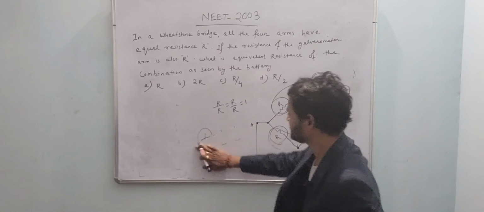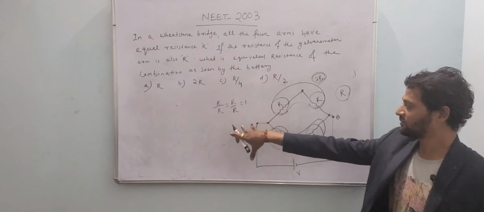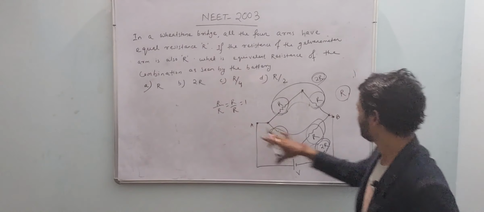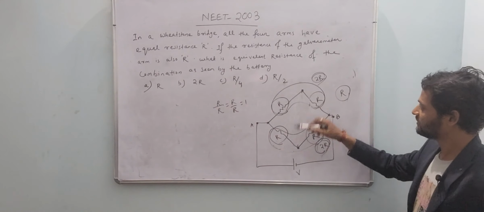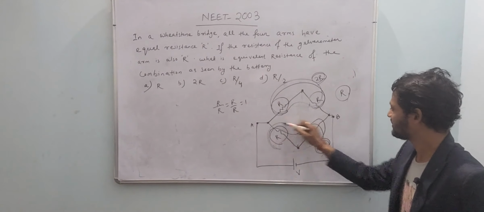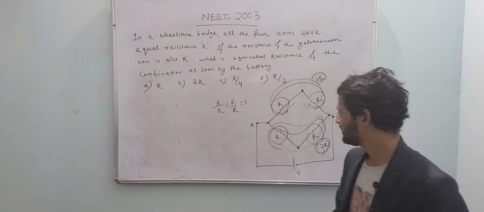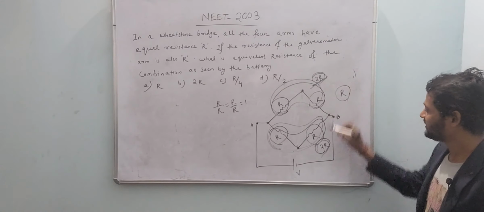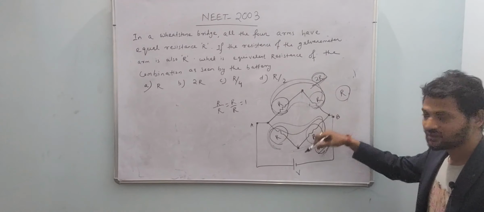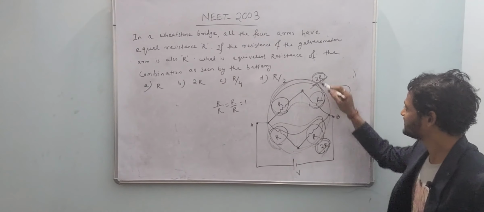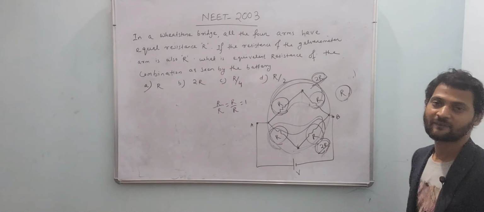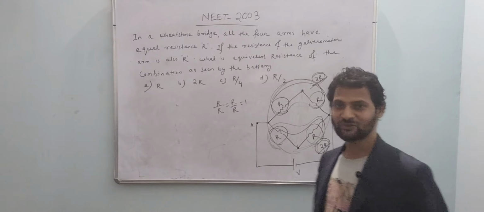But what I would suggest, instead of going to this formula, better use a shortcut: if two equal resistances are connected in parallel, the answer is just half of that value. This resistance is 2R, this resistance is 2R, both values are the same. So what is the equivalent resistance? 2R by 2. The answer is R. Okay, I hope you understand.